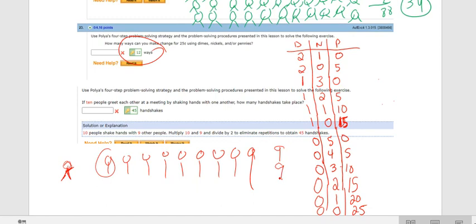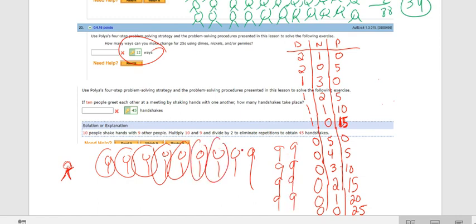And then this one shakes hands with the other 9 people. So that's 9 handshakes. This one does the same, so that's 9. And so on for each person. So there's 10 nines. So if we add these together, we get 90.